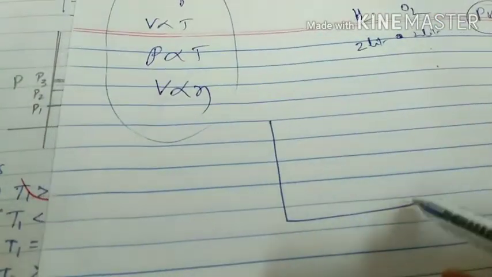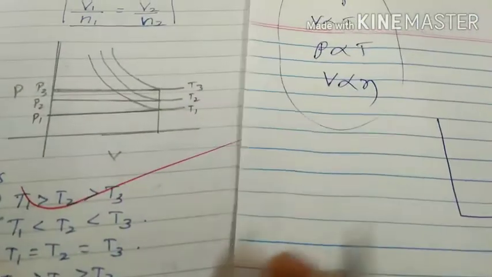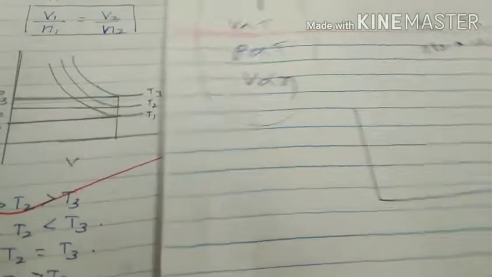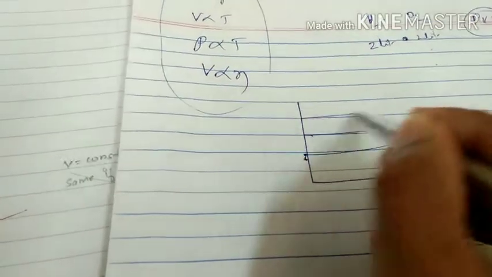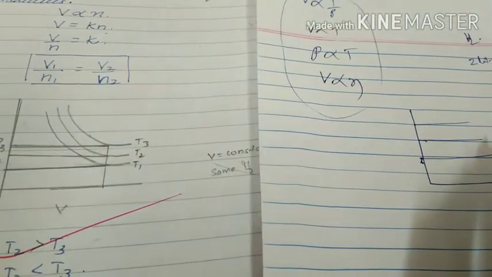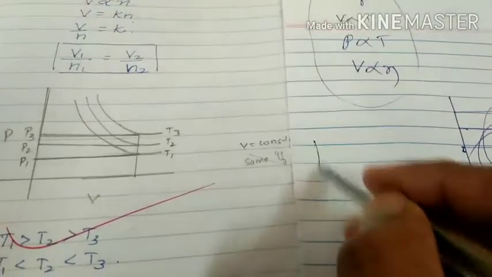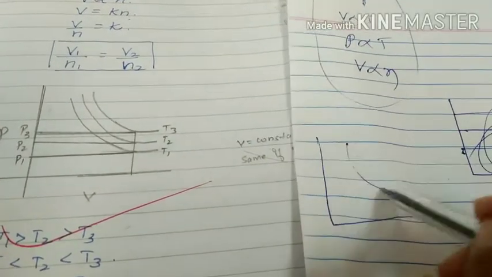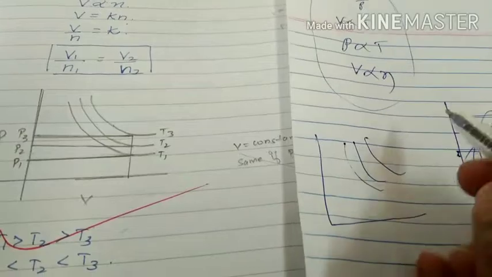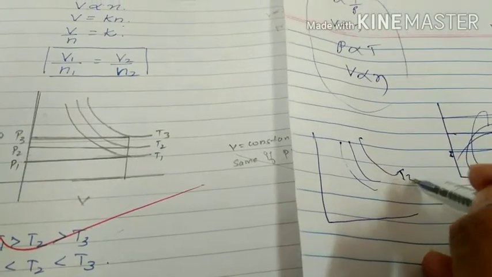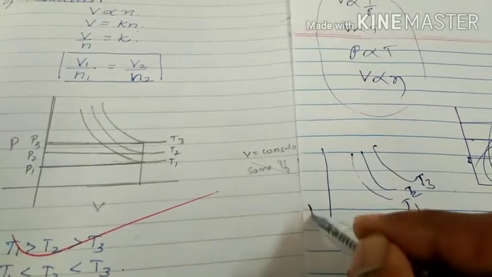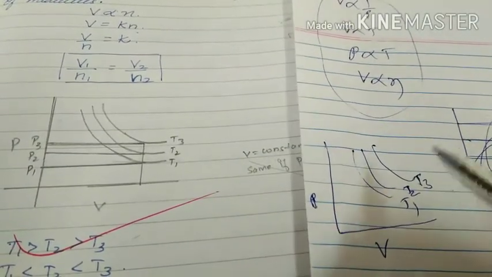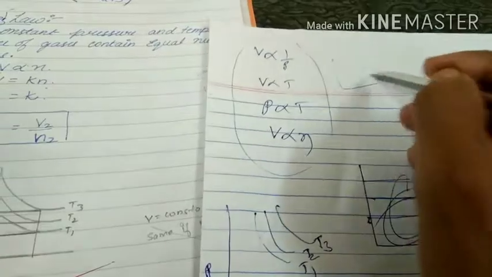See here, this is the graph given. I draw it here once again. That means this curve is drawn at T3 temperature, this is at T2, this is at T1. This graph is drawn between pressure and volume. We know that between pressure and volume you get the graph like this.